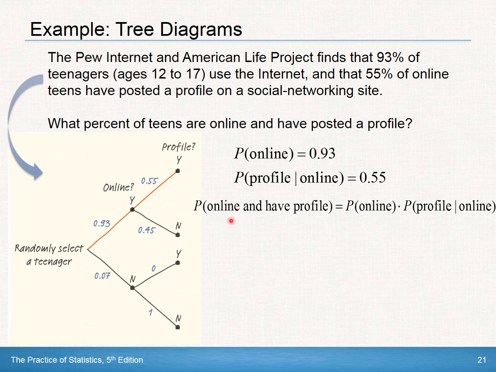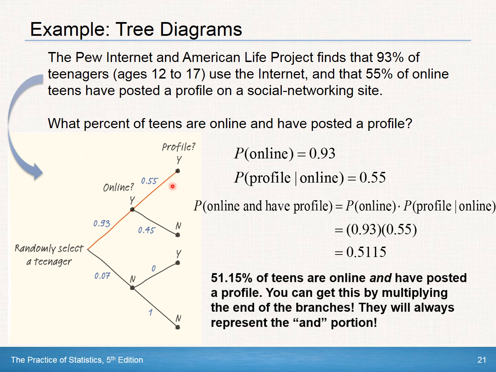The probability that they were online and have a profile is the probability that they're online, so the probability of A, times the probability of B given A. Since we already know that they are online, that has to be our given portion, the probability that they have a profile given that they were online. So that's your 0.93 times your 0.55. If you take a look at the end of that branch, that's what it would be. Knowing that they're online, what's their profile?